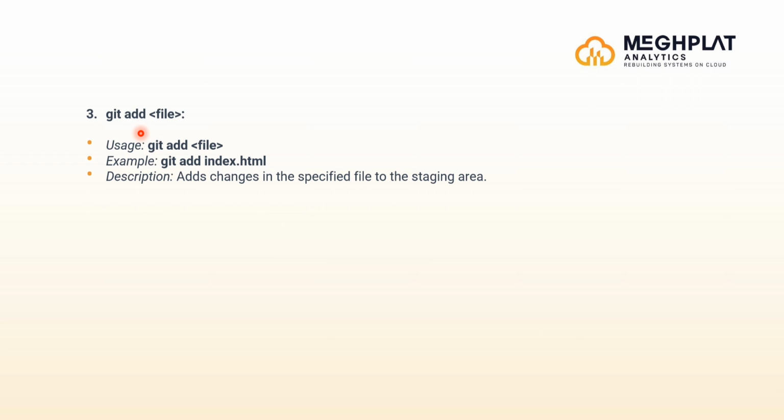Third one is git add. After giving the git add command, we need to define the file which we want to add. You can see the example here, git add index.html. Git add adds changes in the specified file to the staging area.